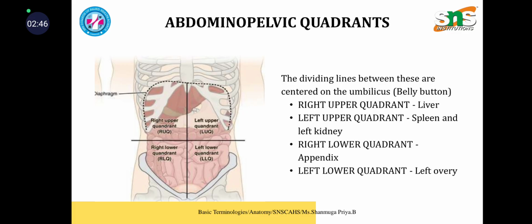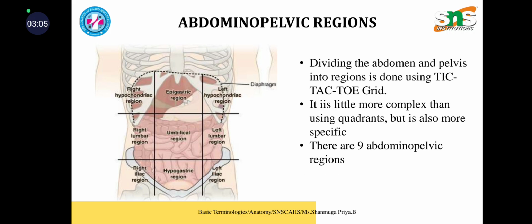Abdominopelvic quadrants. The dividing lines between these are centered on the umbilicus, that is the belly button. Right upper quadrant contains liver, left upper quadrant contains spleen and left kidney, right lower quadrant contains appendix, and the left lower quadrant contains left ovary.